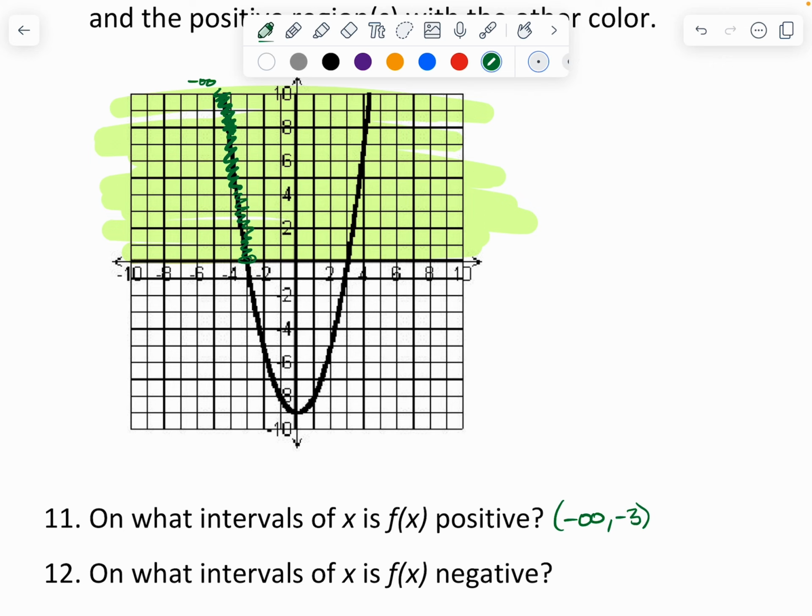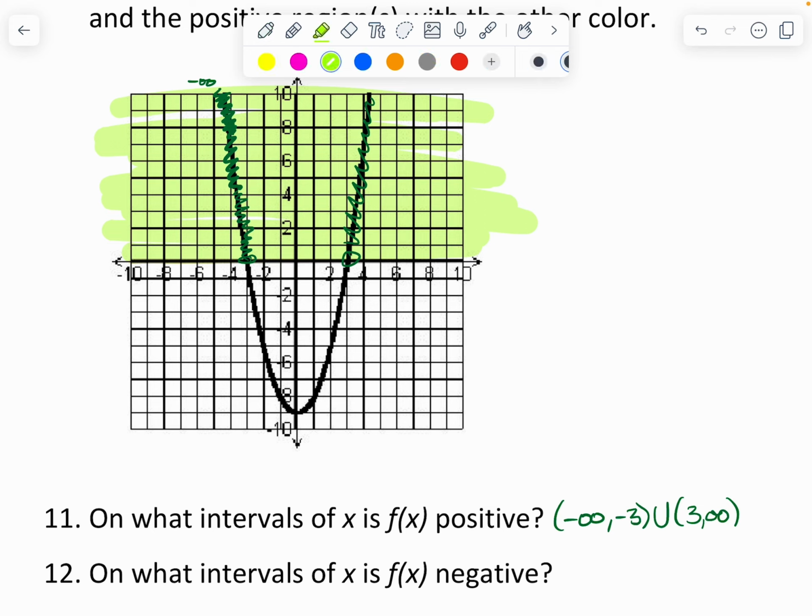Okay, and then the graph becomes negative. It goes below the x-axis right here. And then it becomes positive again at this point, which is +3. And then it's positive after that, so all the way from +3 until infinity. So we're going to union those two, +3 all the way to infinity.